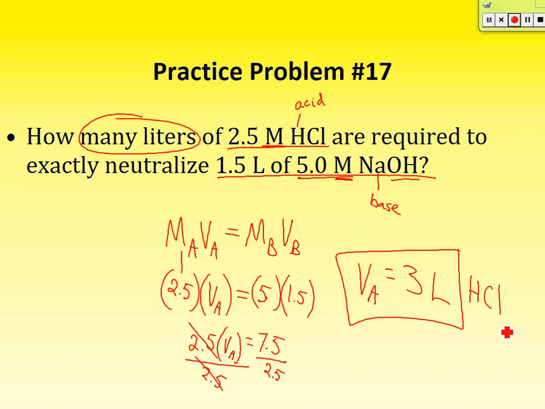HCl. All right, so I hope you realize what we just figured out. If you spilled 1.5 liters of a 5 molar concentration of base, we can neutralize that, which means go to a pH of 7, if we put a solution of acid that is 2.5 molar and the volume of 3 liters. If we mix that with it, it would neutralize it.